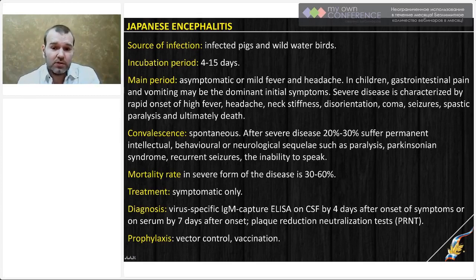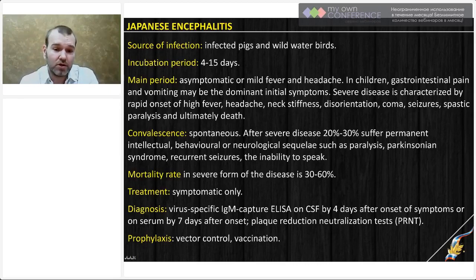In the case of severe duration of the disease, usually the fever will have a very acute onset. It is high fever with severe headache, rigidity of neck muscles, and different disorders of the central nervous system, such as disorientation, seizures, paralytic disorders, and people can fall into a coma, and lethal outcomes, again in 30% of cases, are possible.